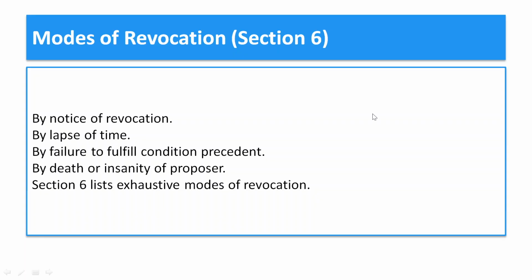An offer does not remain open forever. Section 6 of the Indian Contract Act explains different ways in which an offer can come to an end. An offer may be revoked by giving notice of revocation to the other party. It may also lapse if it is not accepted within the given time or within a reasonable time. An offer may also come to an end if the conditions required for acceptance are not fulfilled. Another important situation is death or insanity of the proposer, provided the other party comes to know about it before acceptance. Section 6 gives a complete list of these situations, meaning no other methods of revocation are recognized by the law.